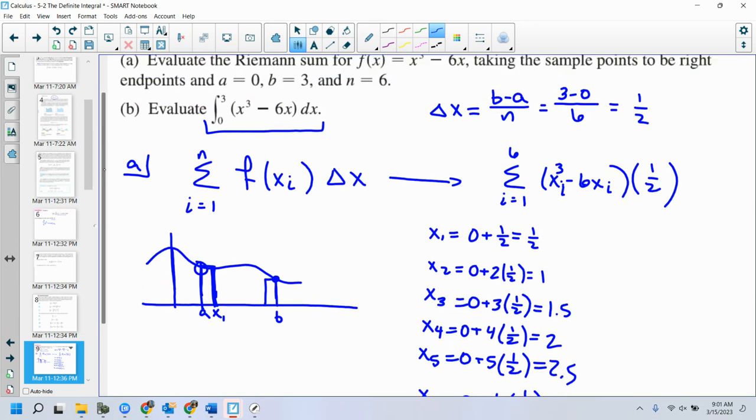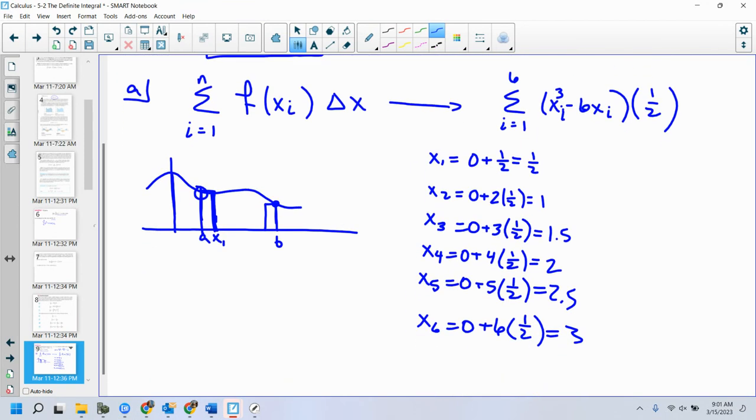Notice that I stopped there because I'm using 6 strips. I've landed at my endpoint. Am I going to be using 3? Yes, because again, it is right side endpoint.